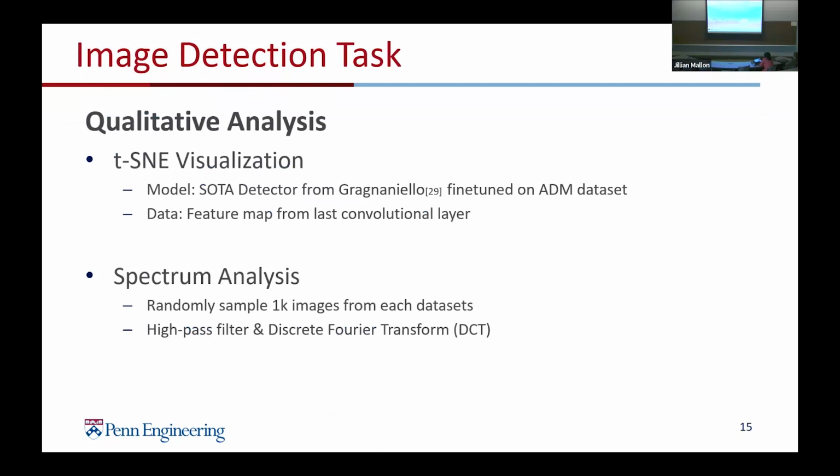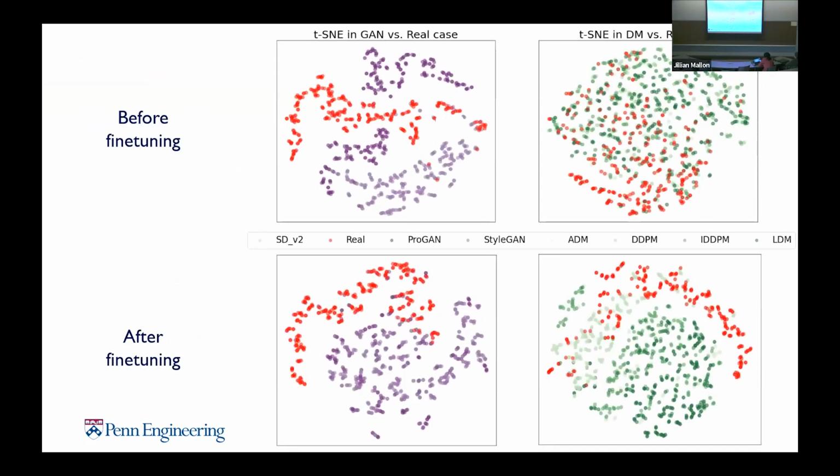And following the prior work in GAN-generated image detection, we have also conducted a spectrum analysis. In which we randomly sample 1,000 images across each of the diffusion model datasets. And then we pass all the images through high-pass filtering to extract only the dominant feature information. And then we calculate the average discrete Fourier transform. So here are the visualizations of the t-SNE.